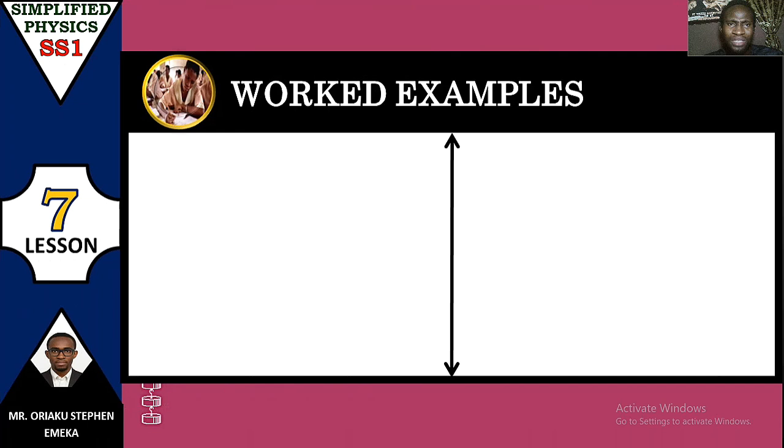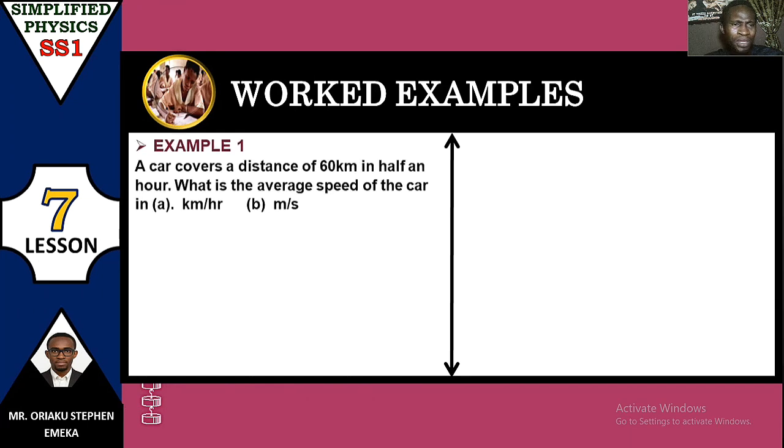Now let's go to the next one, a worked example. Look at this example. A car covers a distance of 60 km in half an hour. What is the average speed of the car in A, kilometer per hour, B, meter per second? Solution. The first thing we know is that they told us the time is half an hour. Half an hour means 0.5 hours, because we are trying to get kilometer per hour.